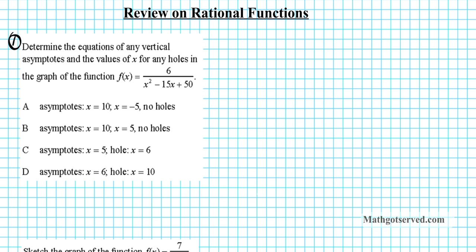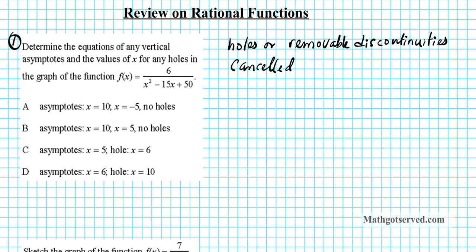Just a real quick reminder of what the holes and the asymptotes are. Remember that the holes, or removable discontinuities, are the cancelled out factors set equal to 0. Any factor that you can cancel out from the numerator and the denominator, if you set those factors equal to 0 and solve, the resulting x values are your holes or removable discontinuities.